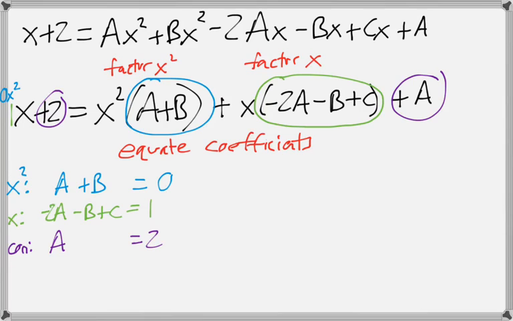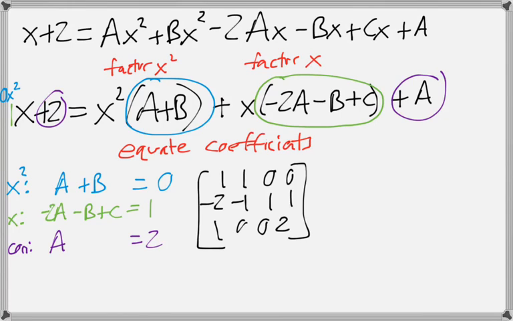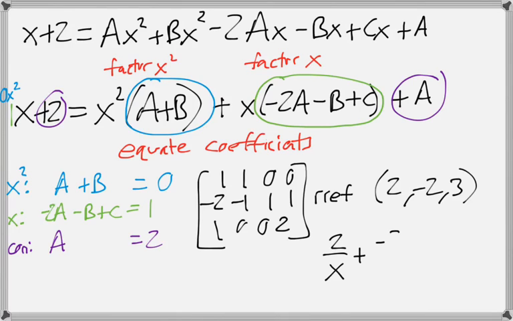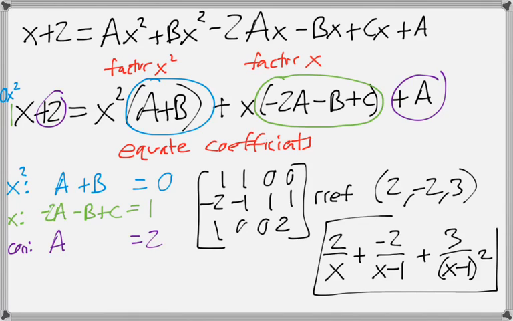And I'm going to put this system of equations into a matrix, and then do the reduced row echelon form and get 2, negative 2, 3. So I need to put those over top of my different factors. And that will be my answer.